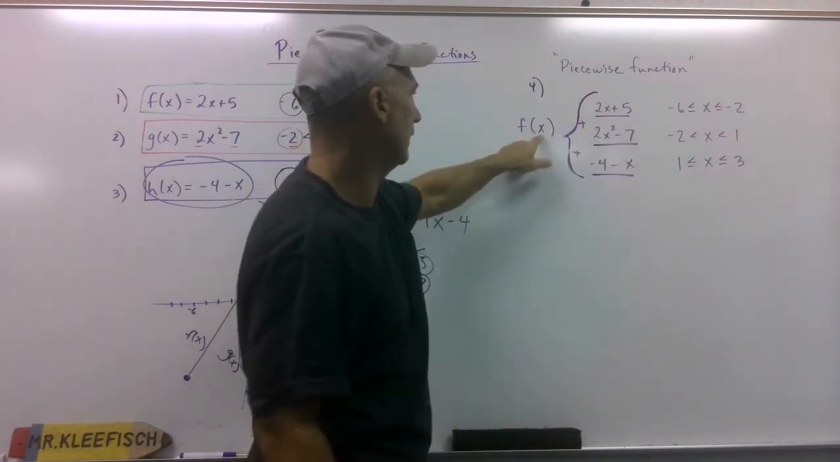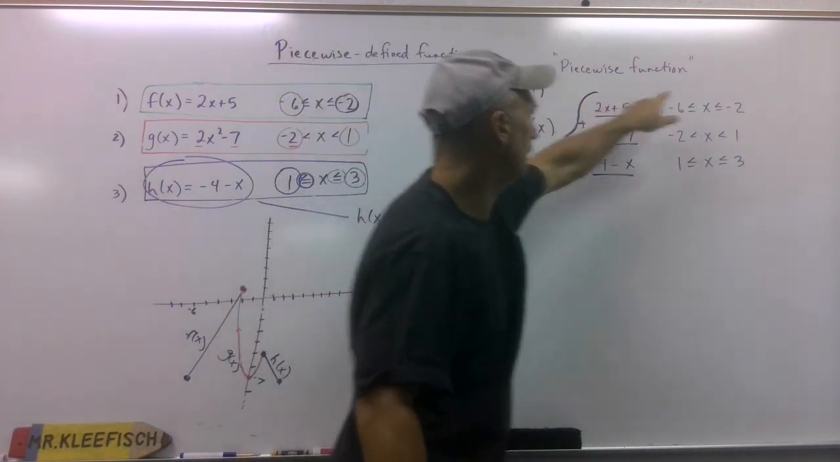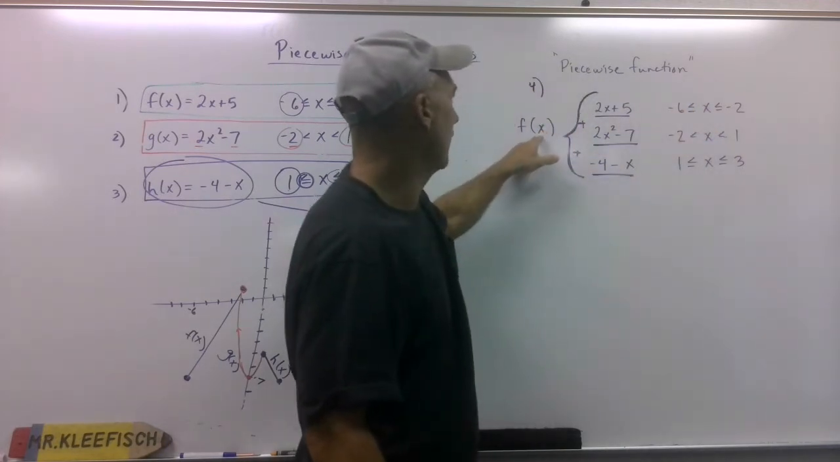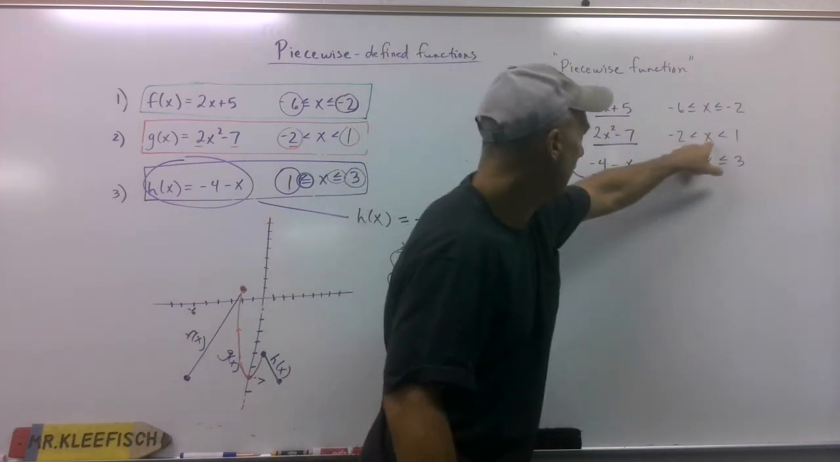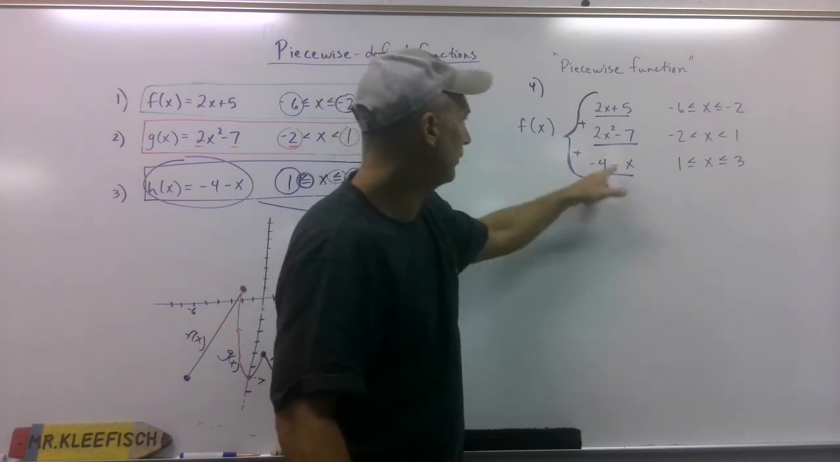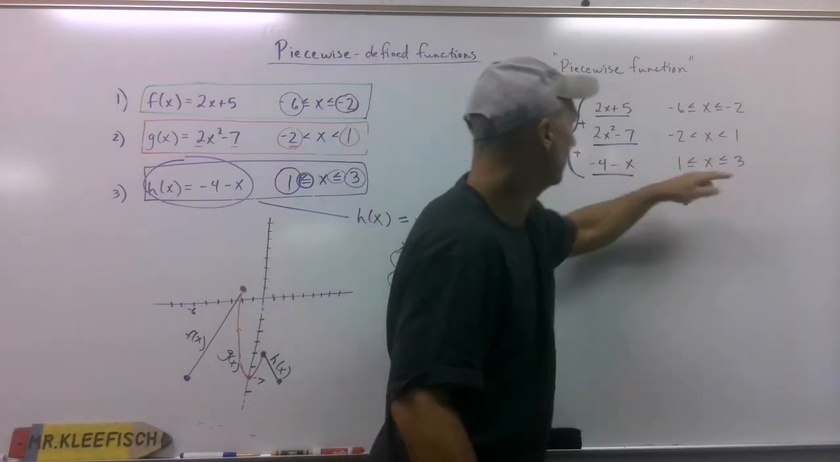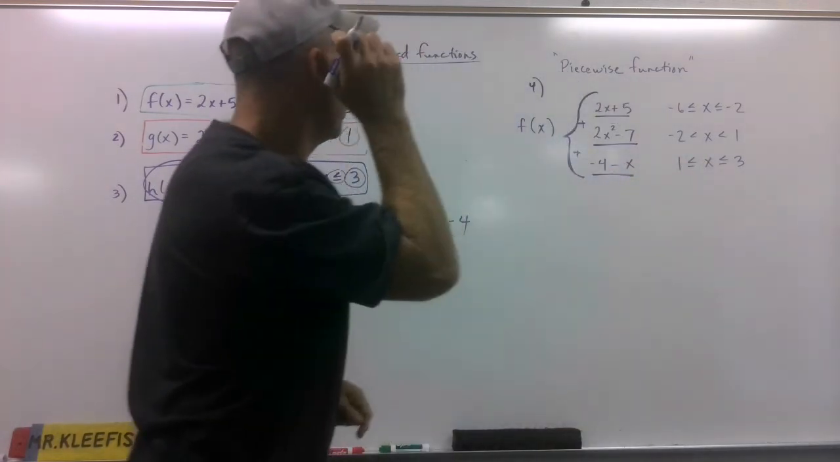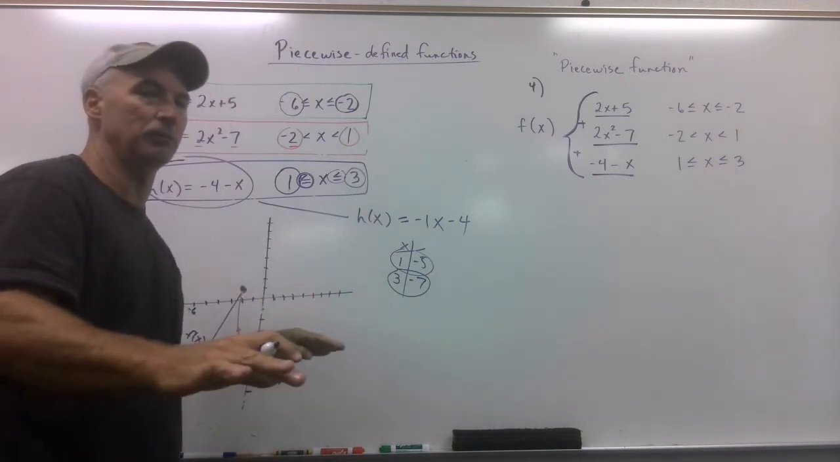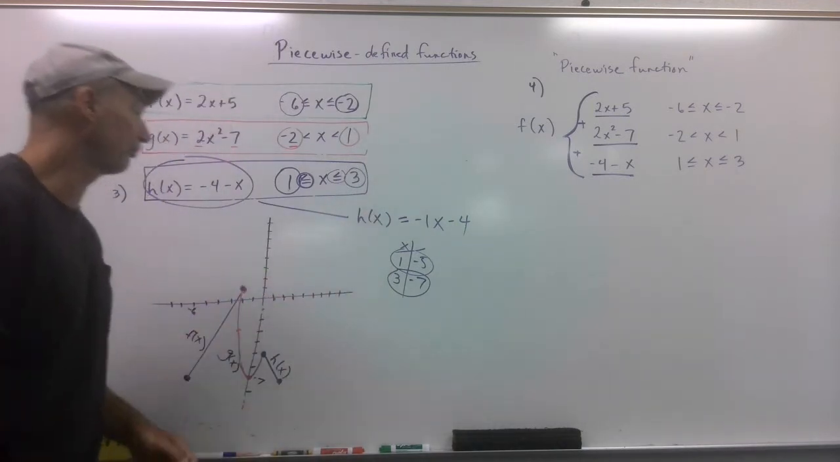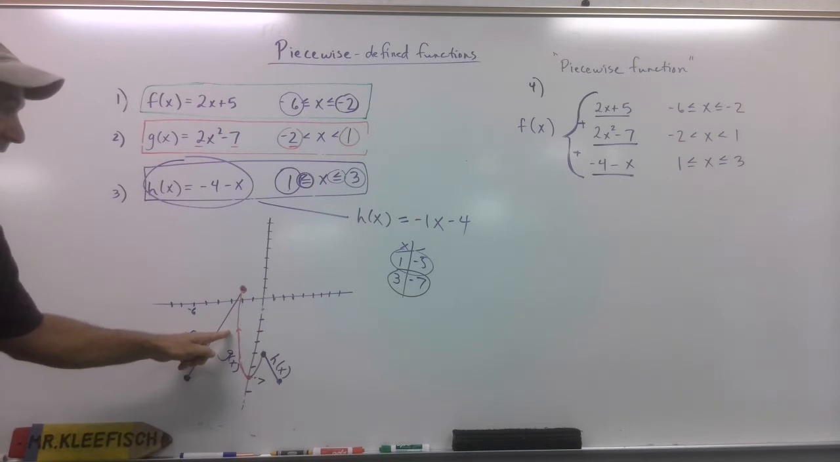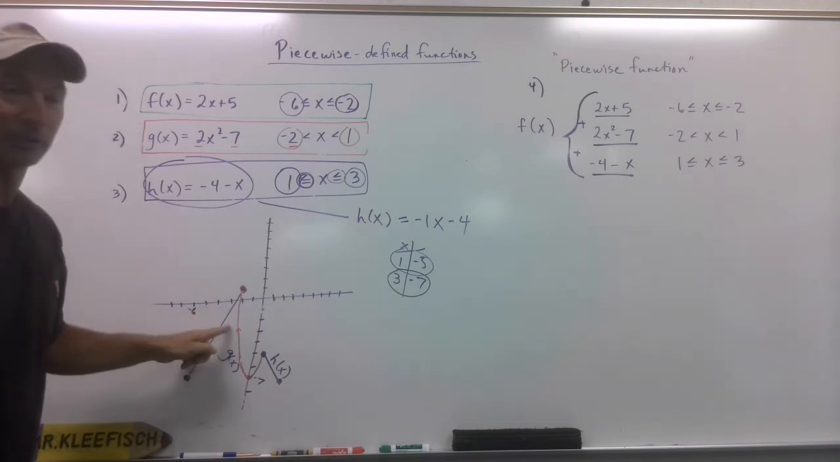So they're saying, hey, f of x equals this, graph it with this limitation. f of x equals this with this limitation. f of x equals this with this limitation. It's one graph, even though there's 3 completely different components to it. This is unique. And then it ends up looking like this. This is going to be your answer.